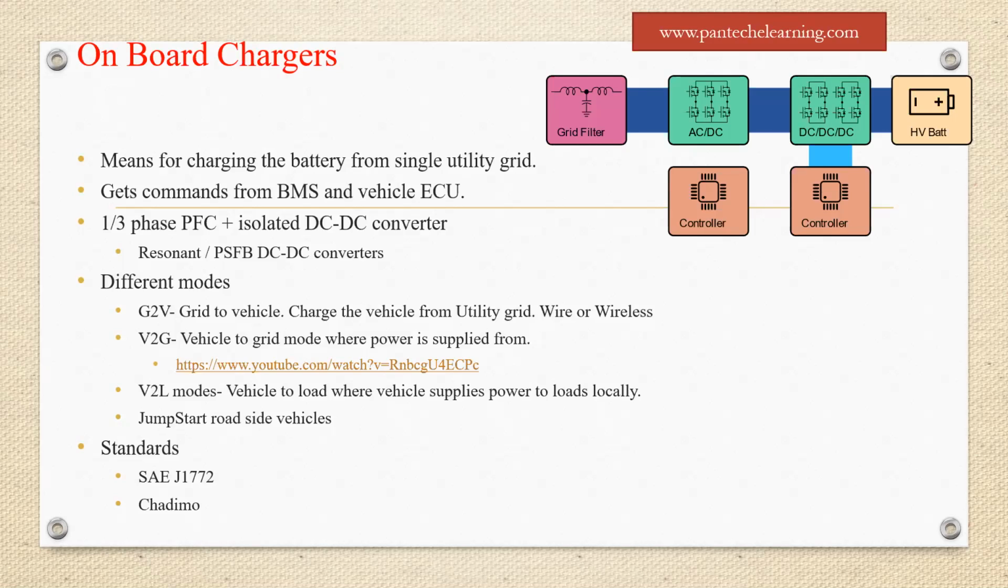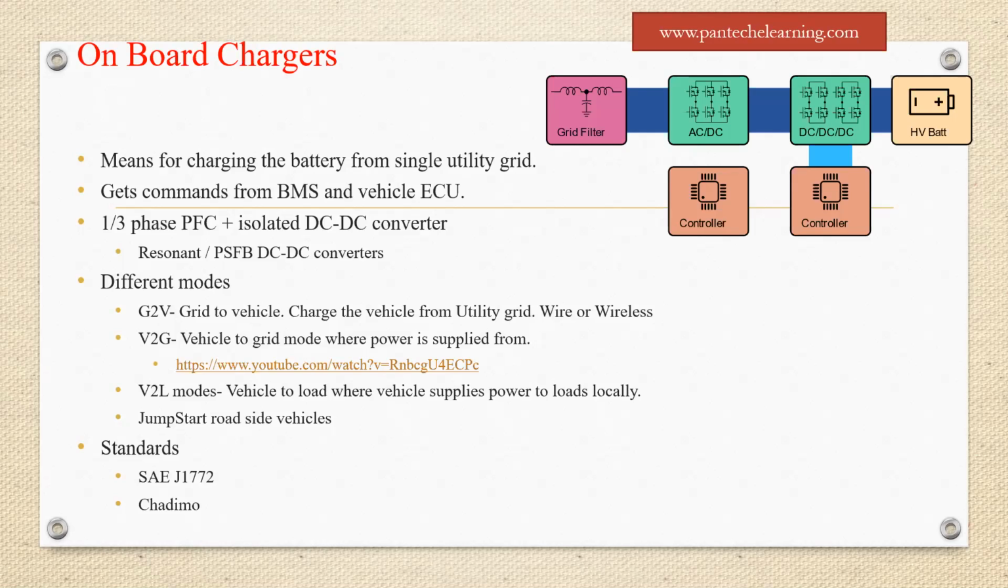So whether we can charge the vehicle without wires, in that way also we need to think. That is one area to do research also. And here, utility grid and vehicle to grid also. Vehicle to grid is where power is supplied from the vehicle to the grid.